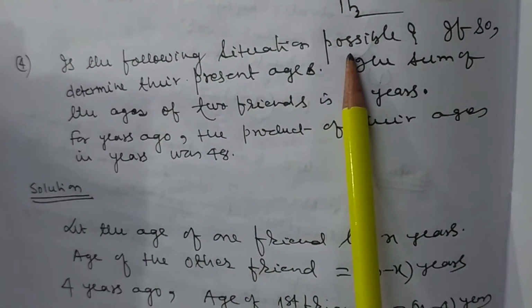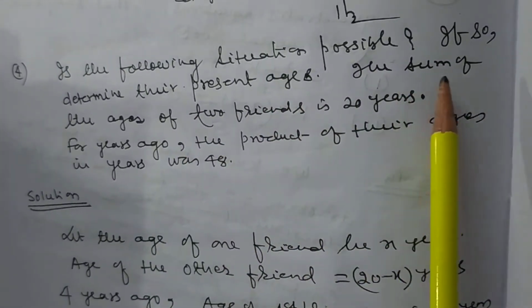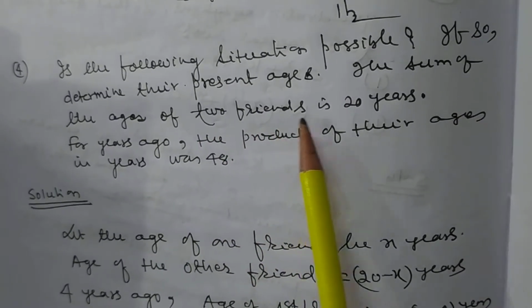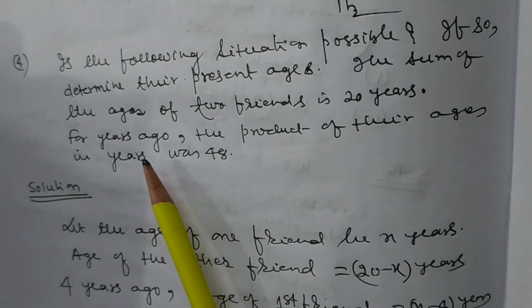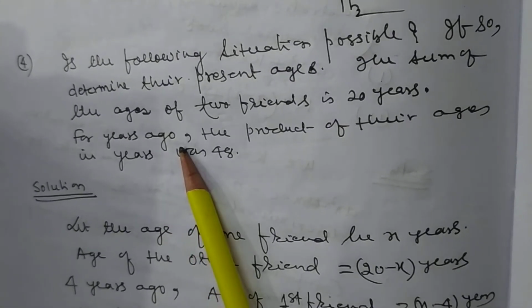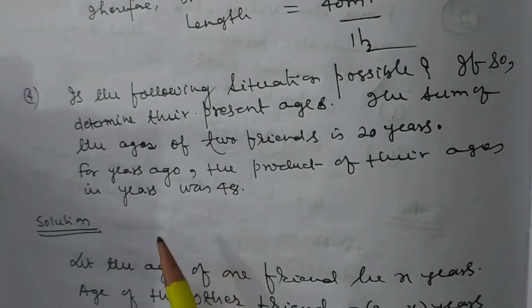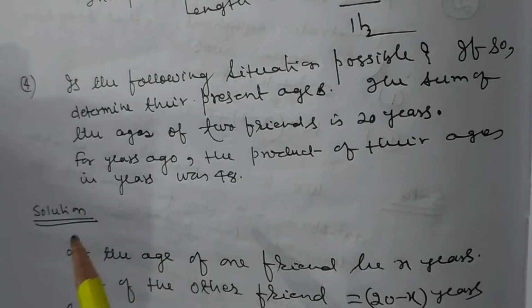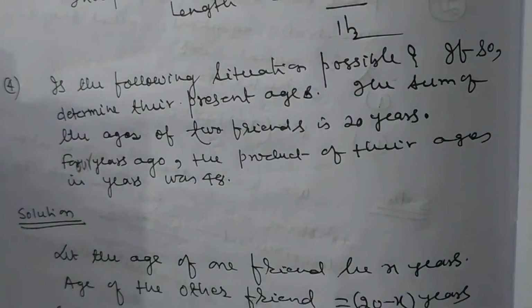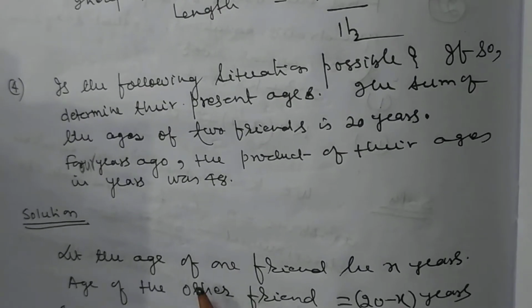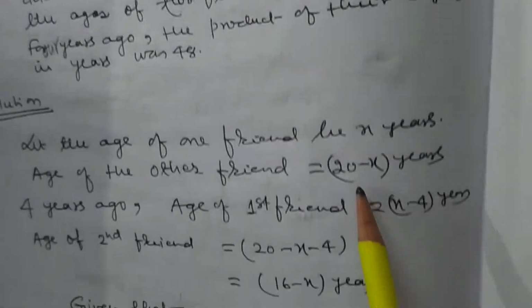Is the following situation possible? If so, determine their present age. The sum of the ages of two friends is 20 years. 4 years ago, the product of their ages in years was 48. 4 years ago, not 4 years. Four, 4 years ago. Let the age of one friend be x years. Age of the other friend is 20 minus x years.